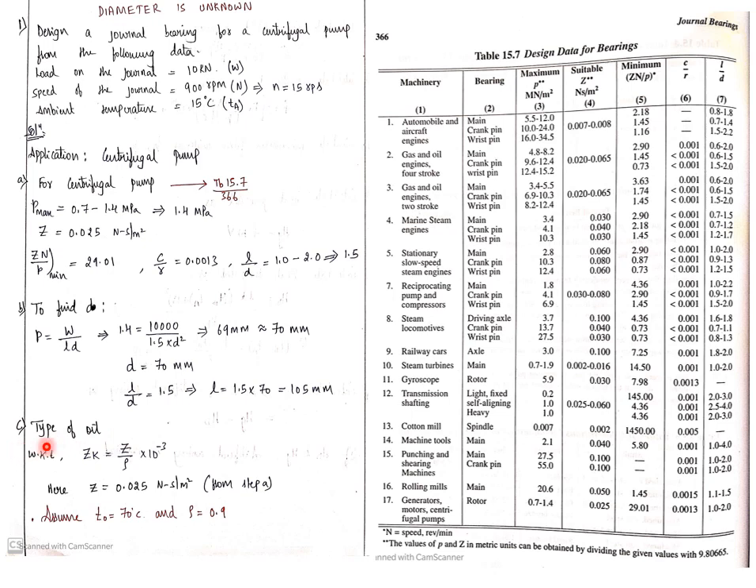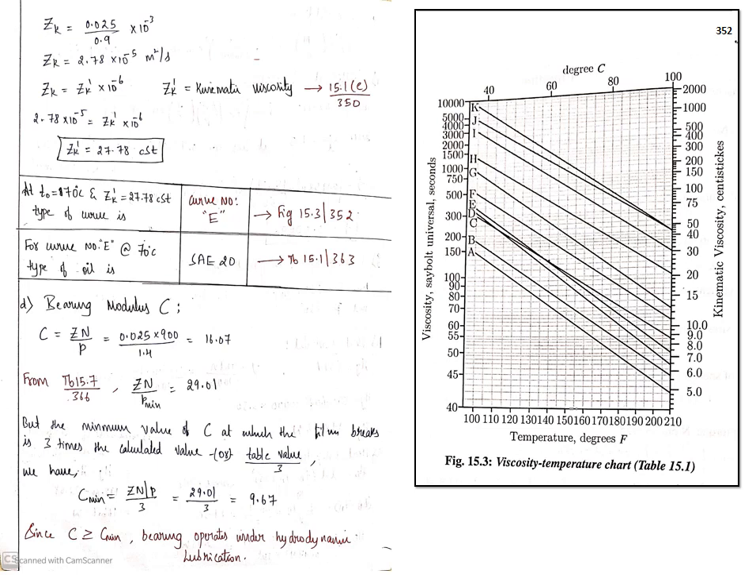Next is the type of oil, that is the ZK value. We know that Z is known from here, so you can directly substitute it back to find the value of kinematic viscosity. Now as I told you, you have to assume certain operating temperatures. Usually you can assume the operating temperature and density as 70 degrees and 0.9. Zk is nothing but 0.025 divided by 0.9. You will substitute and convert it into kinematic viscosity.